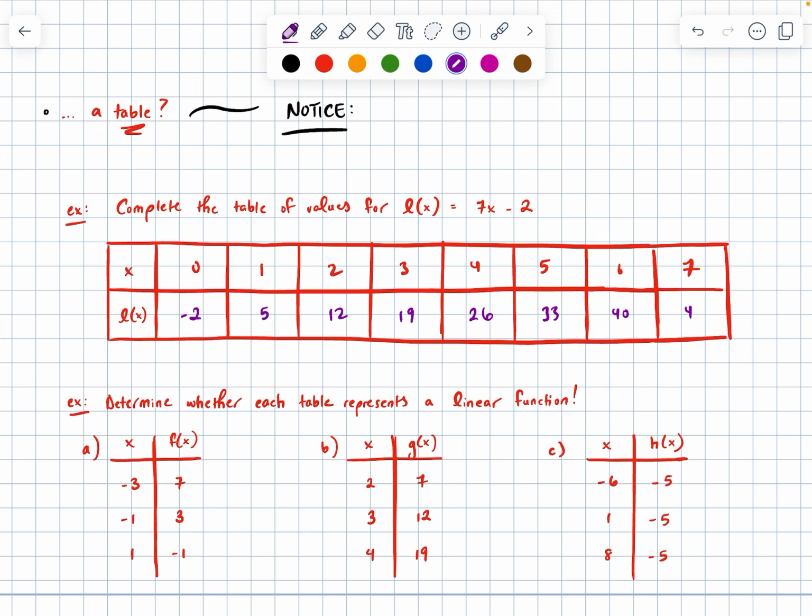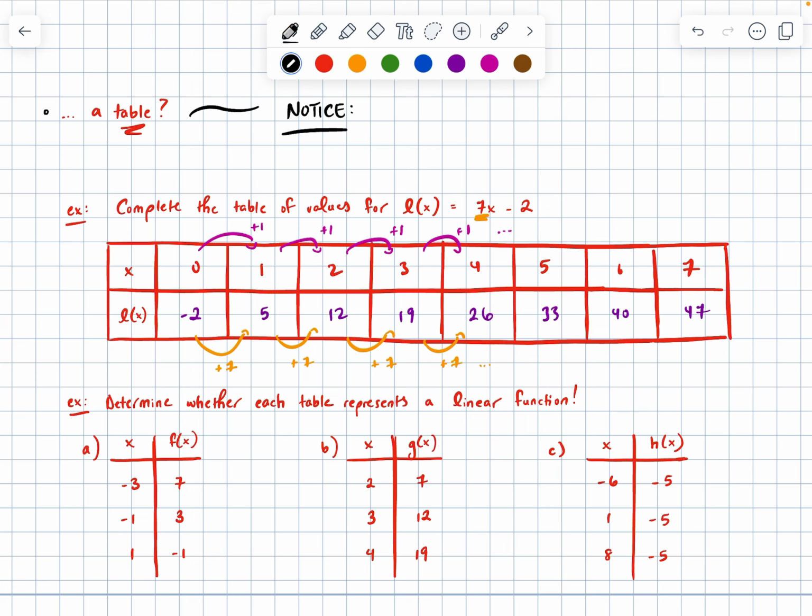For 5, I would get 35 minus 2, which is 33. For 6, I would get 40. And for 7, I would get 47. Now, the important thing that I want us to notice here is that as our values of x increase, every time that I move to the right, I go up by 1. What you'll hopefully see is that to get from each y value to the next, here I add 7 to get from -2 to 5. To get from 5 to 12, I add 7. To get from 12 to 19, I add 7. 19 to 26, I add 7, and so on.